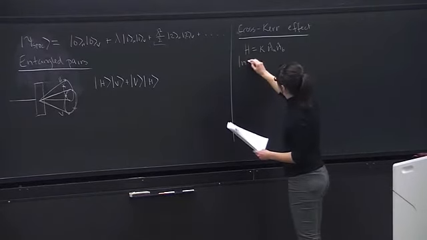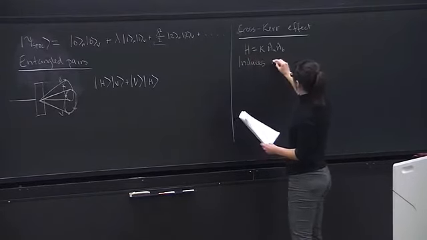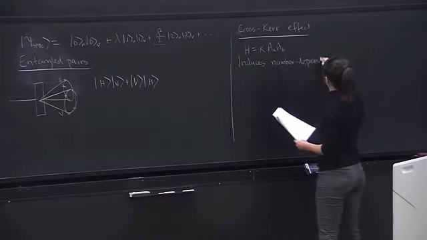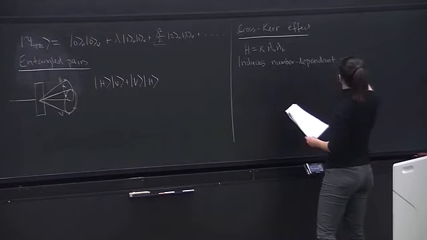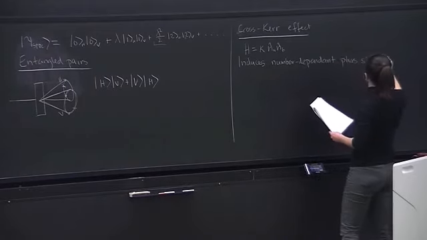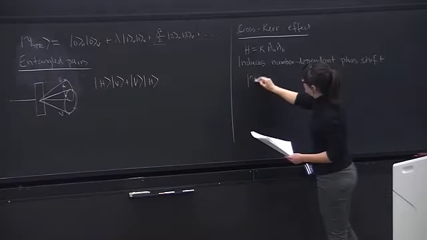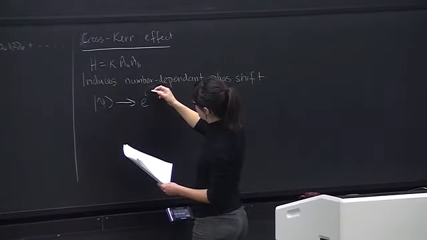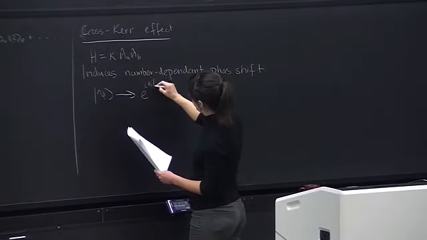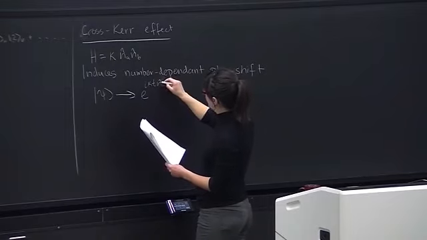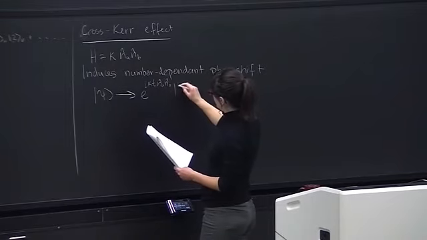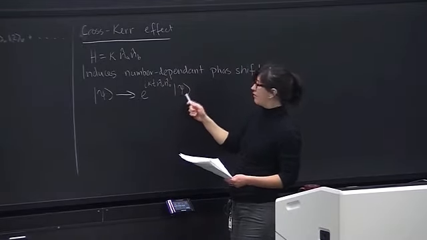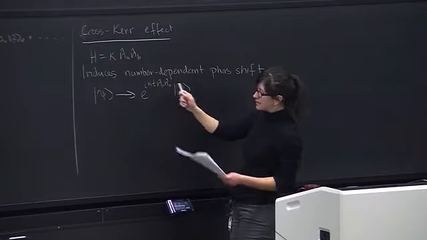Induces number dependent phase shift. So if you have some sort of state and you apply the unitary operator associated with that Hamiltonian, then you can see it's just going to pull out the number of whatever that state is, and it'll give you a phase shift that depends on this number.